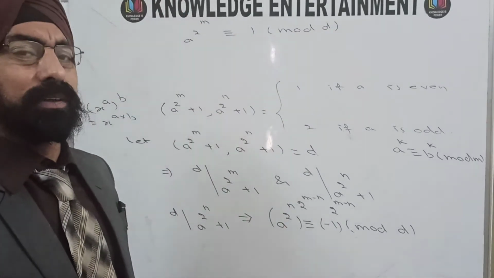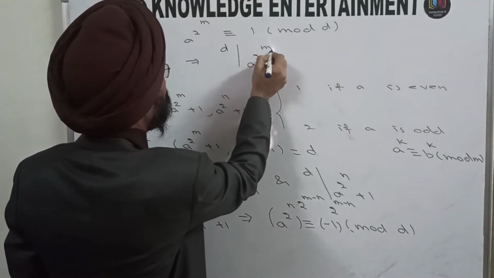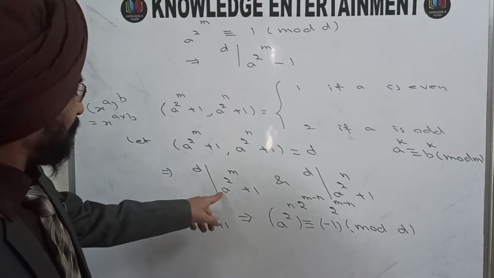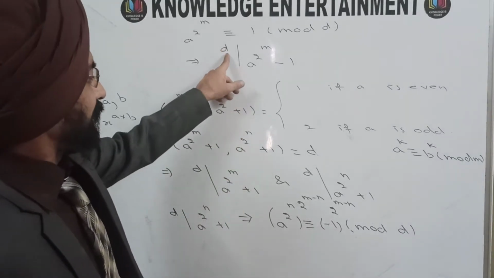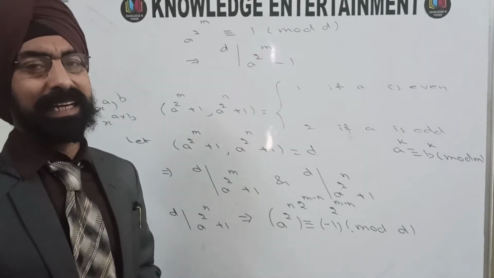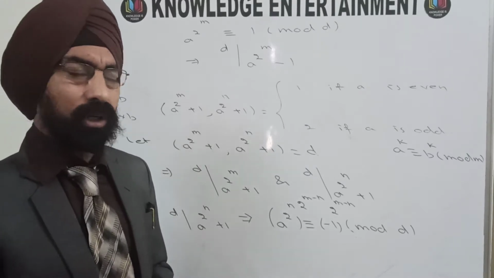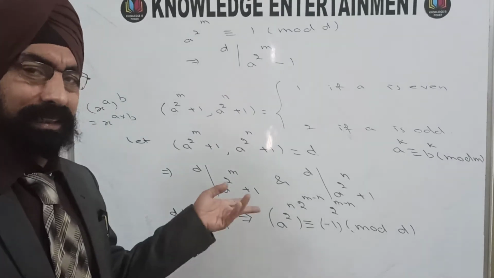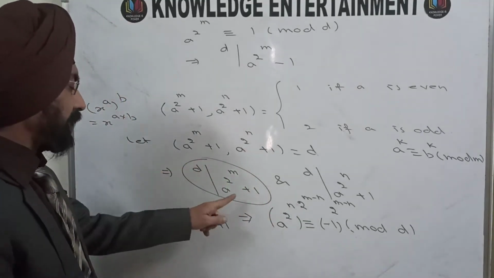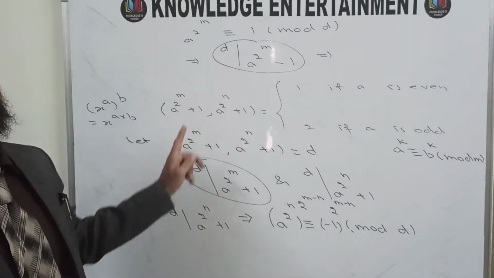Once again, convert it into the divisibility now. So what you will get is that D divides a raised to the power 2 power m minus 1. Earlier you had D divides a raised to the power 2 power m plus 1, and now you have D divides a raised to the power 2 power m minus 1. If a divides x and a divides y, then we know that a divides x plus y as well as a divides x minus y. So here I am going to use the fact minus. D divides this number and D divides this, means D divides their difference.